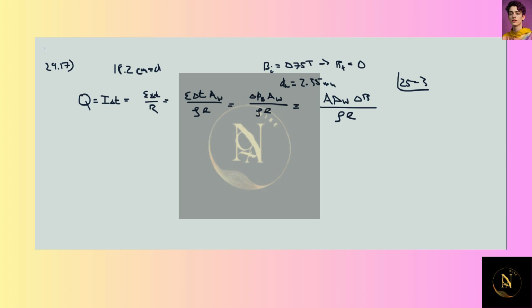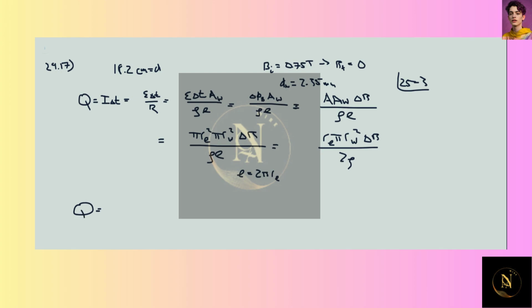Now we can plug in what we have for the areas here, and we're left with pi r loop squared, pi r wire squared, times delta B over rho L. If we simplify this all out, L equals 2 pi times r loop. So if we plug all that in, we get r loop pi r wire squared delta B over 2 rho. Cool. So now we just have to plug stuff in.